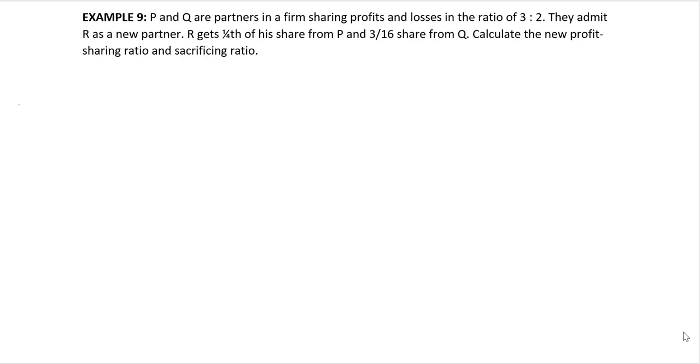P and Q are partners in a firm sharing profits and losses in the ratio of 3:2. They admit R as a new partner. R gets 1/4 of his share from P and 3/16 share from Q. We are asked to calculate the new profit sharing ratio and sacrificing ratio. As per the problem, the old profit sharing ratio between P and Q is equal to 3:2.